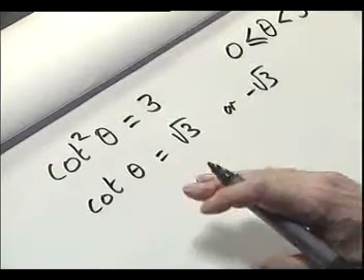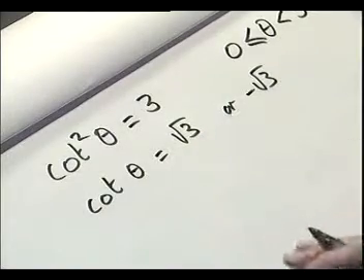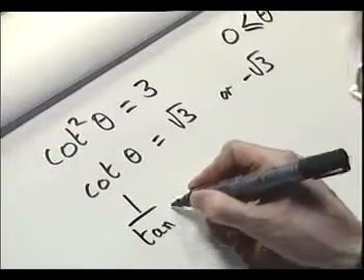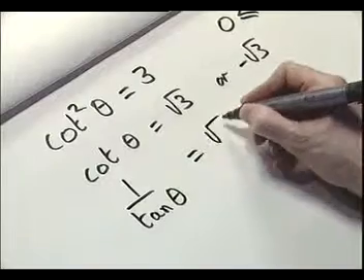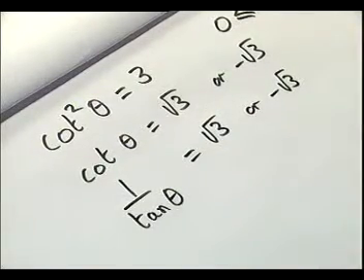Now we might think, well, let's just look this up in some tables, or let's take our calculator. But do we really need to? We know what cot theta is. It's 1 over tan theta. And that's root 3 or minus root 3.